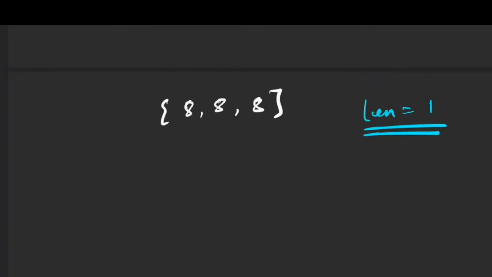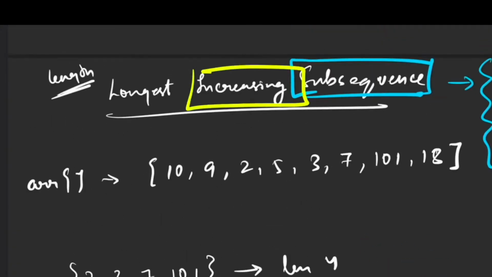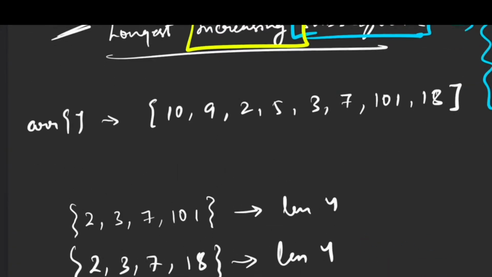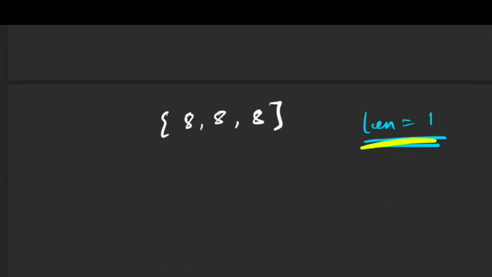Why? Because it clearly states, understand this particular word, it clearly states increasing. You cannot have equal elements. It has to be increasing. So the question is very straightforward. You have to figure out the length of the longest increasing subsequence. Got it? So the length is 1 over here, which is nothing but a single array of size 1 which contains 8.